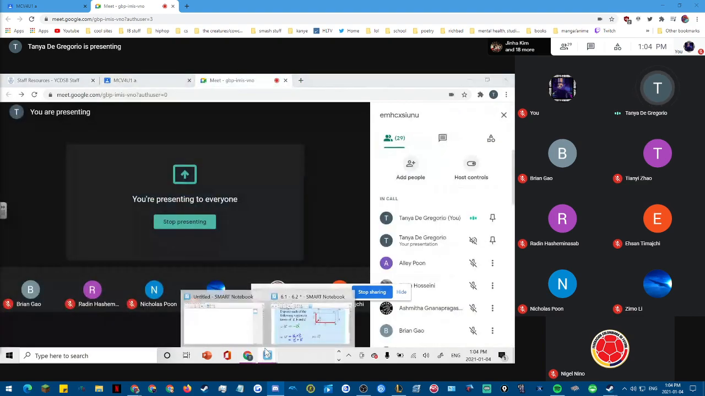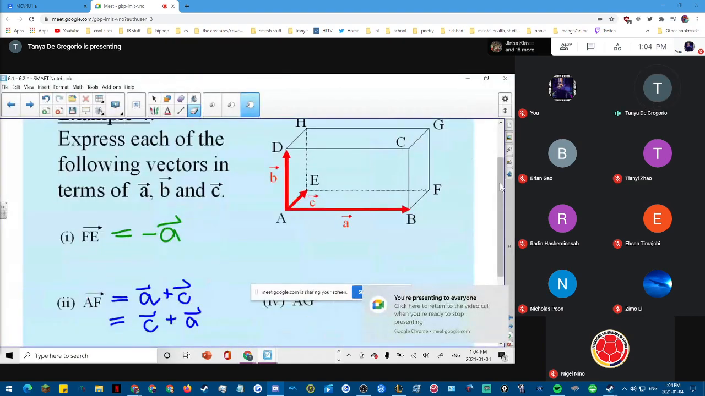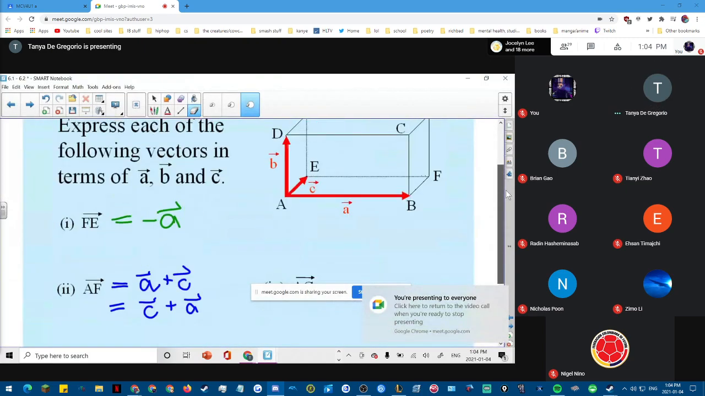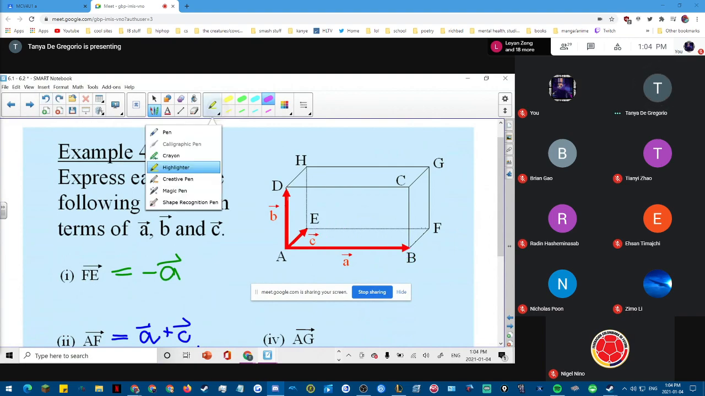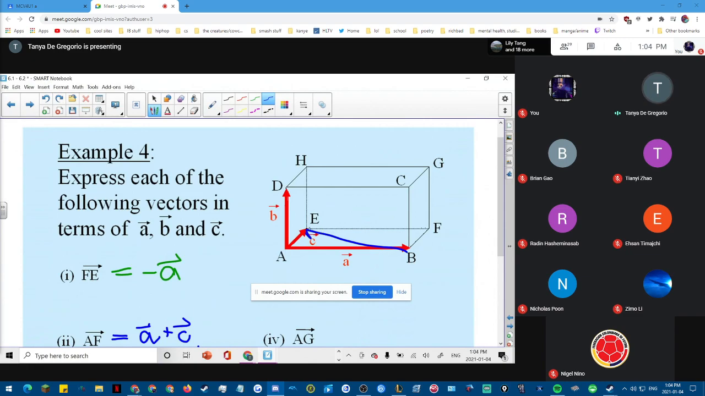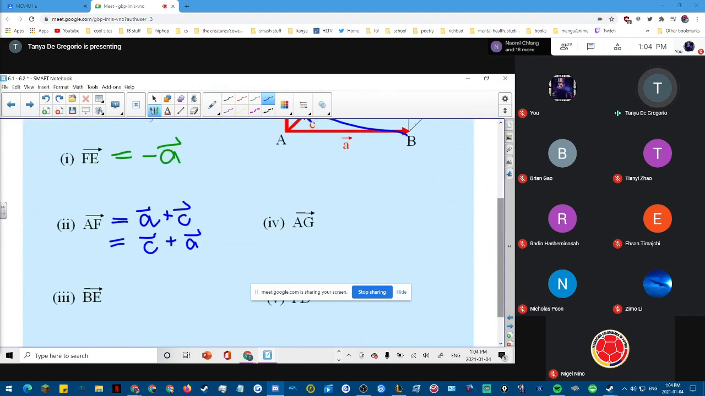So let's go back to here. Okay, all right, so BE. So BE, let's take a look. BE is now the other way. That's my BE right there. So you guys tell me, how am I going to get to E from B? What's the path I'm going to take? Vector C plus or minus vector A. Good. We're doing negative vector A plus C. You're right, which is the same as C minus A.